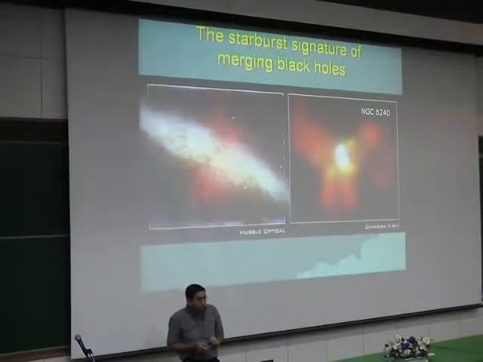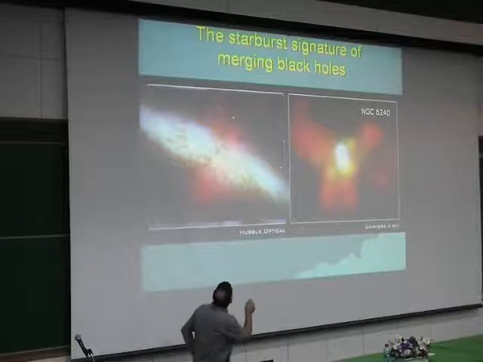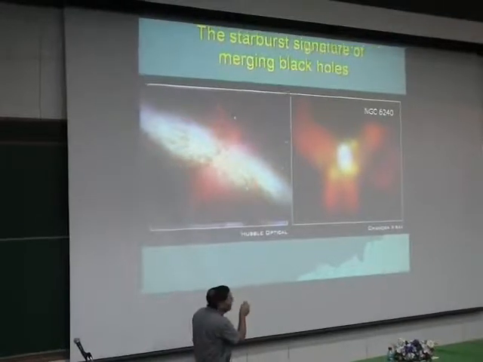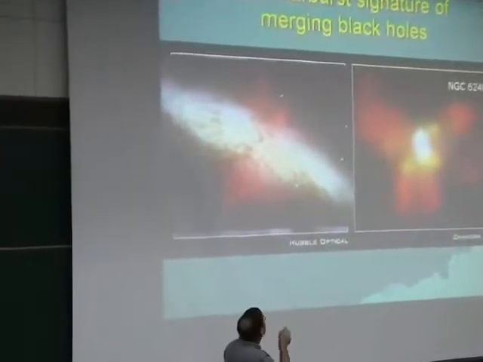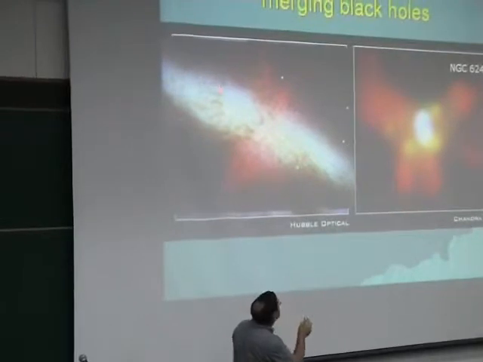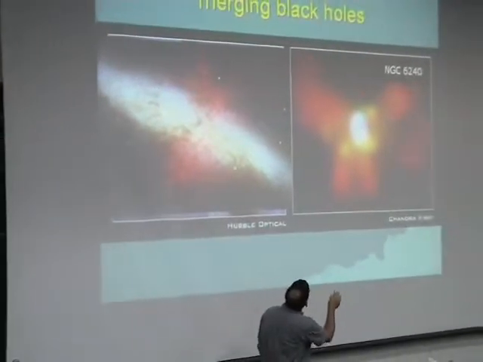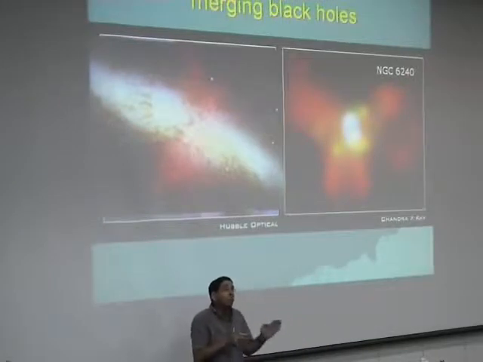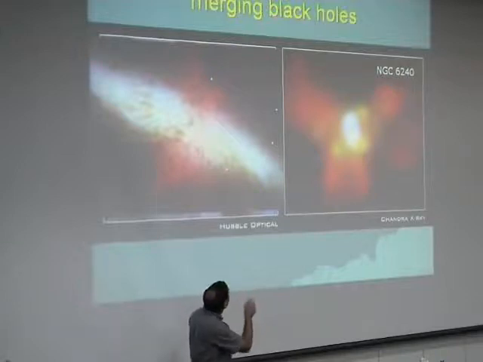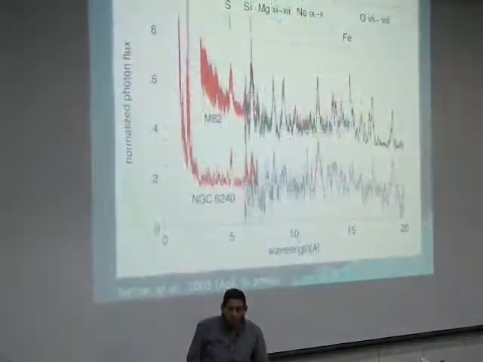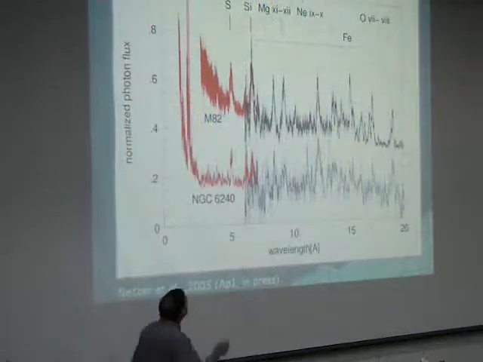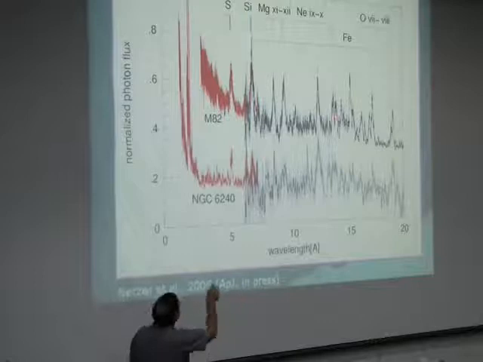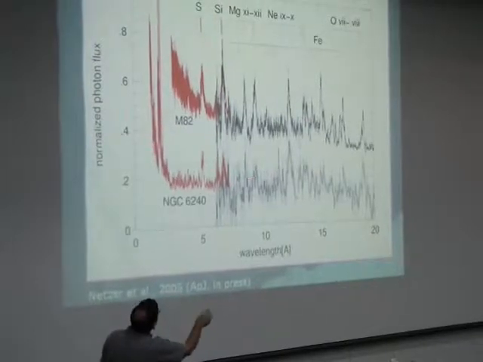So let me show you a galaxy which is known to have very, very intense star formation going on without a black hole. And this is the galaxy with the two black holes. And what I'm going to do next is compare the X-ray spectrum of the two and see whether in this one I have indication of star formation. So these are two X-ray spectra. This is the well-known star-forming galaxy. This is the one with the two active black holes.